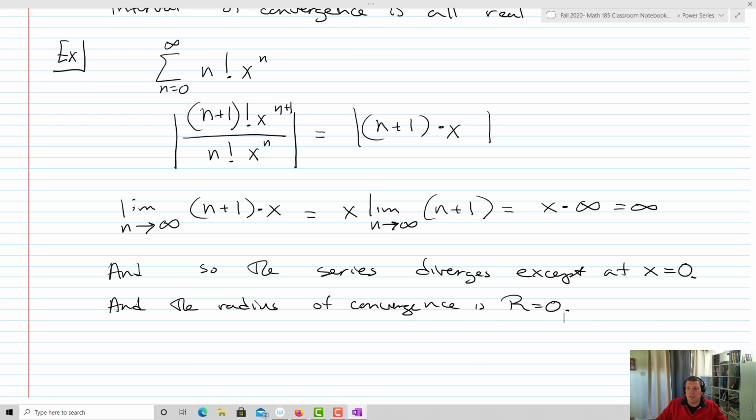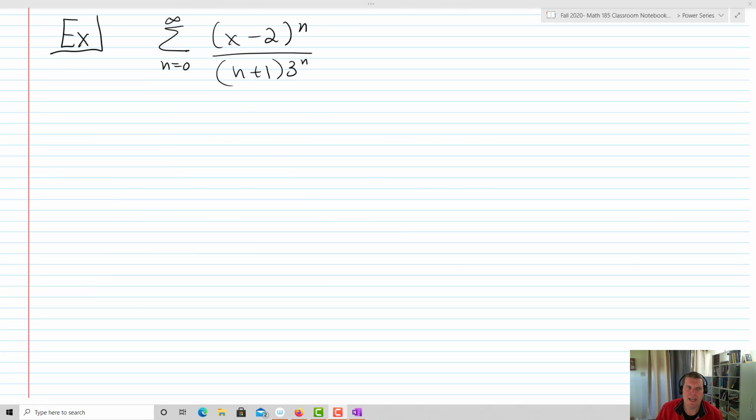Let's take a third look, and let's look at one in which the radius of convergence is not 0, and it's not actually infinity either. Let's take a look at this particular series. Let's say the sum from n equals 0 up to infinity of (x minus 2) to the n over (n plus 1) times 3 to the n.